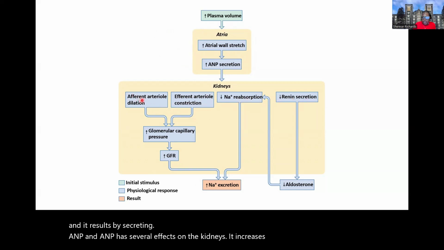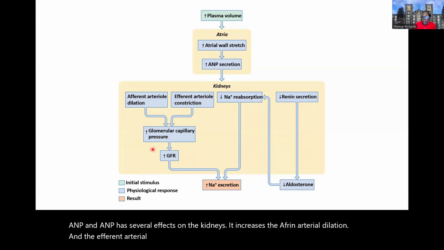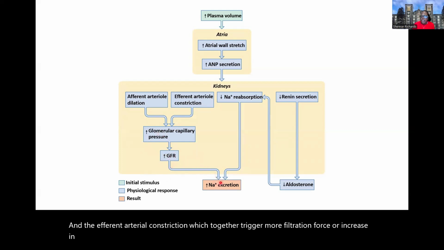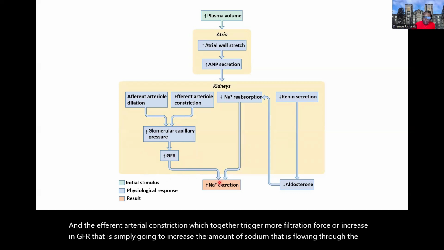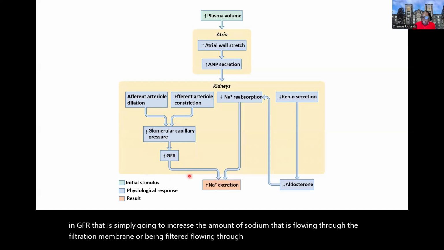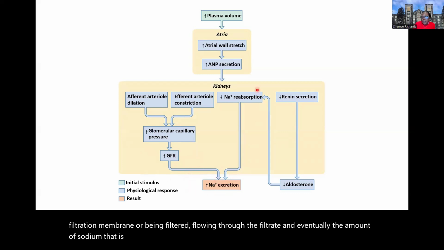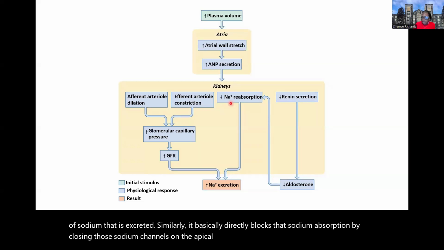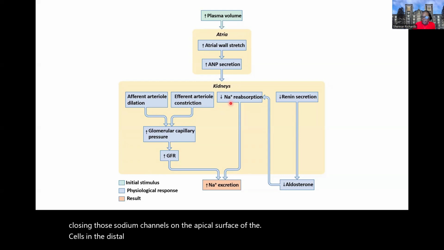It increases the afferent arteriole dilation and the efferent arteriole constriction, which together trigger more filtration force or increase in GFR. That is simply going to increase the amount of sodium that is flowing through the filtration membrane or being filtered, flowing through the filtrate, and eventually the amount of sodium that is excreted. Similarly, it directly blocks that sodium reabsorption by closing those sodium channels on the apical surface of the principal cells in the distal tubule and the collecting duct, and that stops that sodium from being reabsorbed, thereby also increasing its excretion.